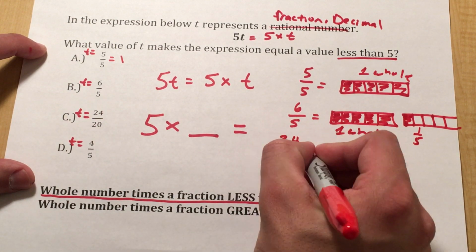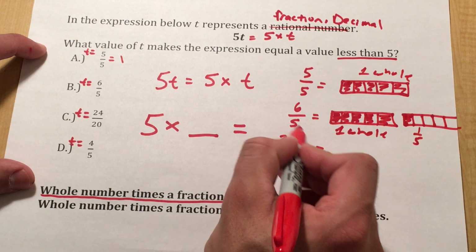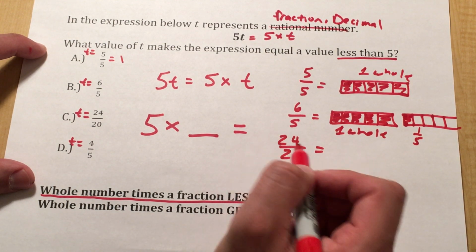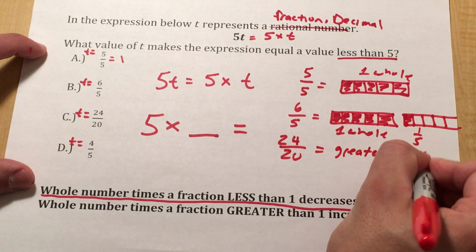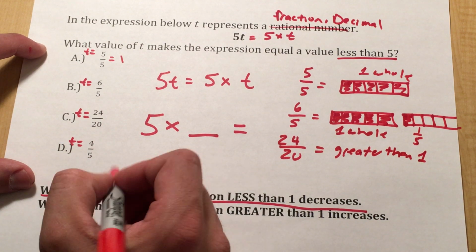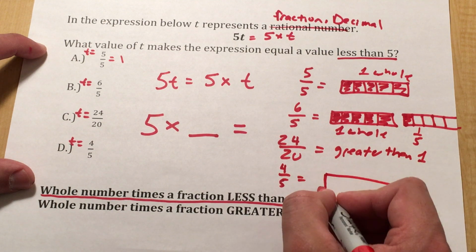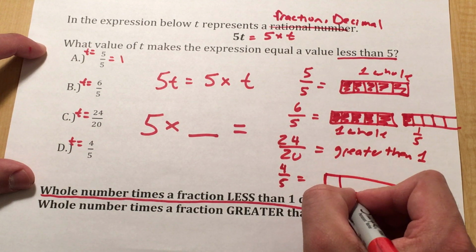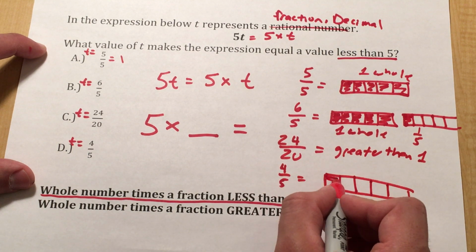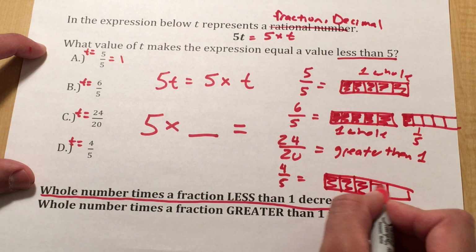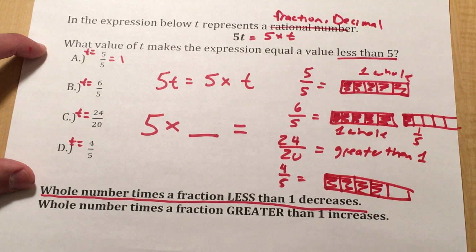Here we have 24 over 20, and I'm not going to draw a picture of this, but 24 over 20, as we can see, the numerator is bigger, so it's an improper fraction, so it'd be greater than 1. And here we have 4 over 5, and 4 over 5, as you guys can see, is less than the whole. That means we have 5 equal parts, 1, 2, 3, 4, 5. We have 4 of those parts shaded, 1, 2, 3, 4. So 4 over 5 is less than 1 whole.